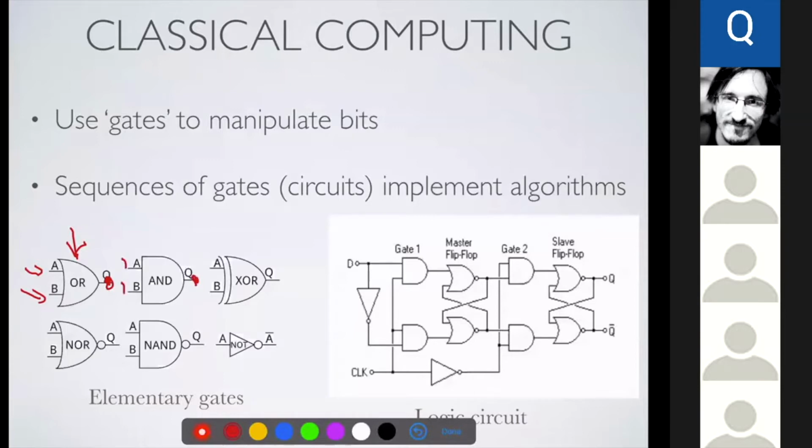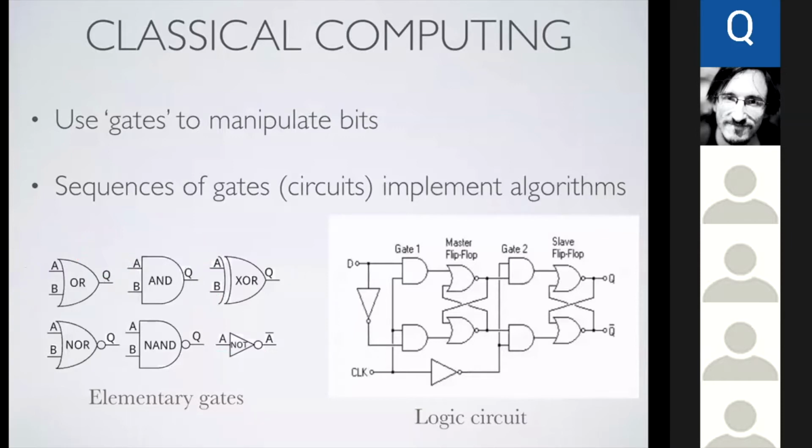The exclusive OR gate means that the output is 1 if exactly one of the inputs was 1. So it was either a 1 and a 0 or a 0 and a 1. A NOT gate flips the value of a bit. So a 0 becomes a 1 and a 1 becomes a 0, and so on. And using these gates, we can combine them together to build up arbitrary logical circuits.